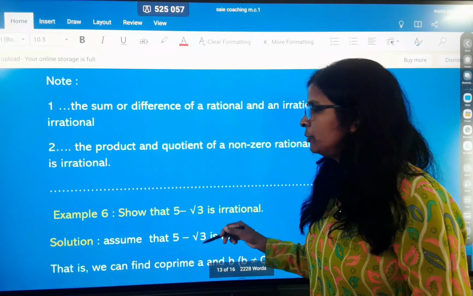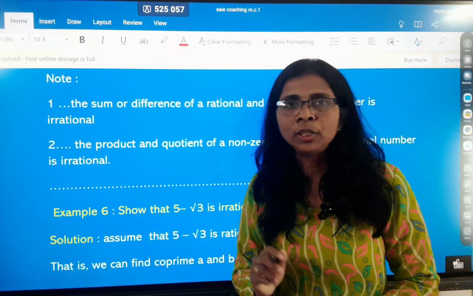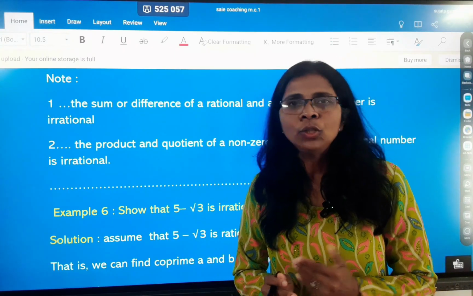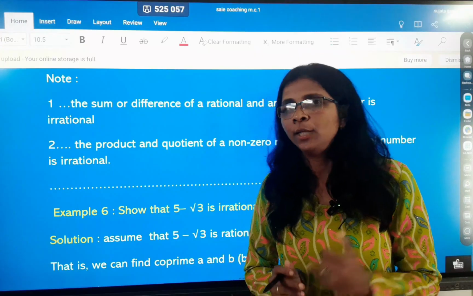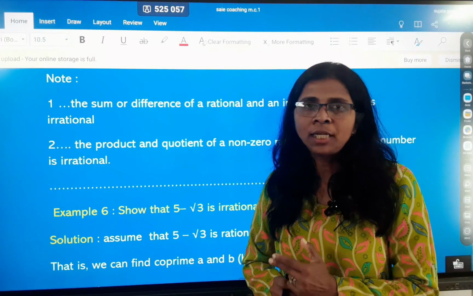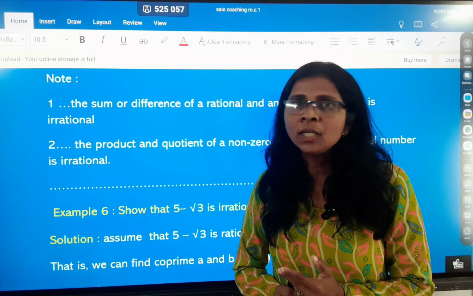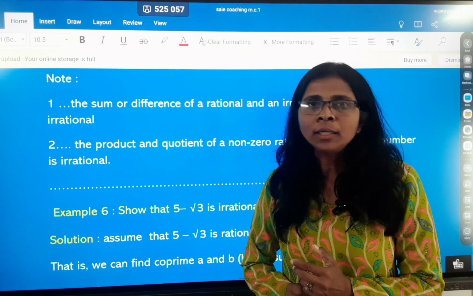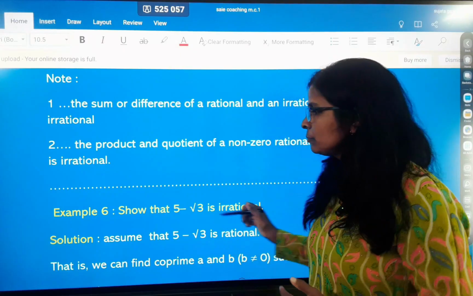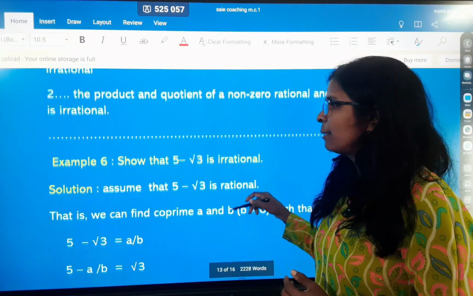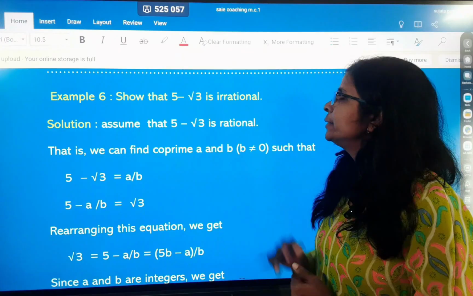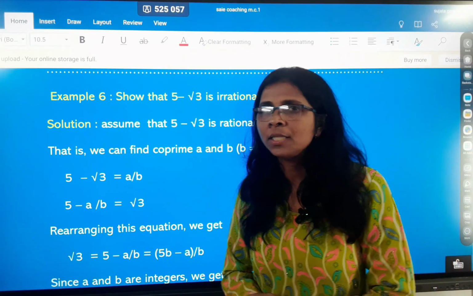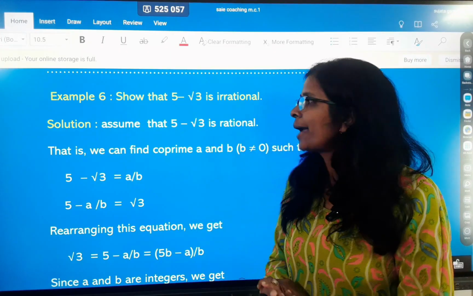बघा, if you have to take the product or quotient of a rational and irrational number then our result is also an irrational number. हे जे 2 नोट आहेत त्या सुद्धा लक्षात ठेवायच्या आहेत. त्या तुमच्या MCQ ला तुम्हाला खूप प्रॉफिटेबल होणार आहे. ओके. So now example 6, that is show that 5 minus root 3 is irrational. आता आपण नेक्स्ट बघूया एक्झाम्पल. त्याचं सोल्युशन बघूया.